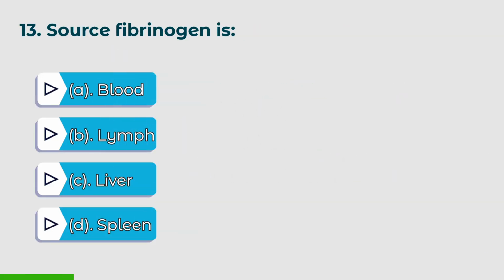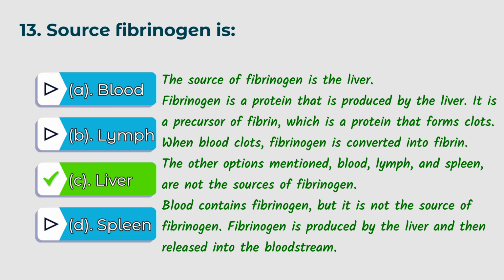13th question. The source of fibrinogen is: options A. Blood, B. Lymph, C. Liver, D. Spleen. The right answer is C. Liver. The source of fibrinogen is the liver. Fibrinogen is a protein that is produced by the liver. It is a precursor of fibrin, which is a protein that forms clots. When blood clots, fibrinogen is converted into fibrin.